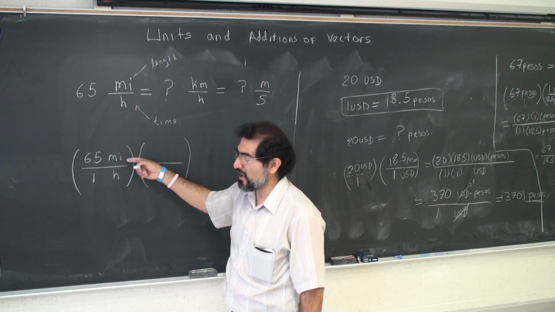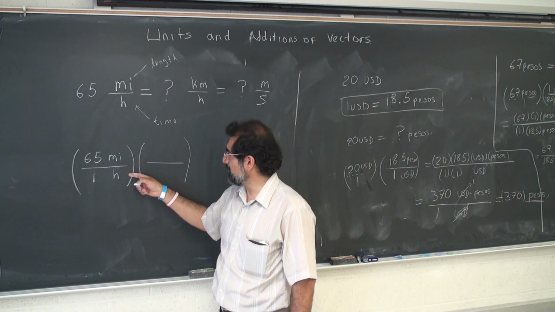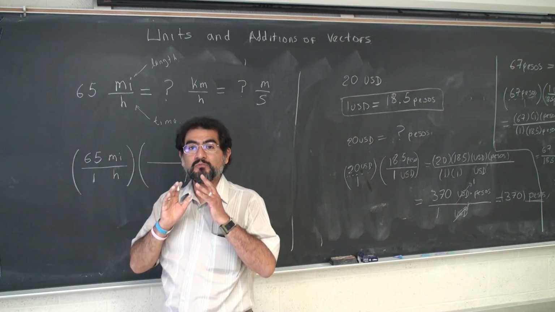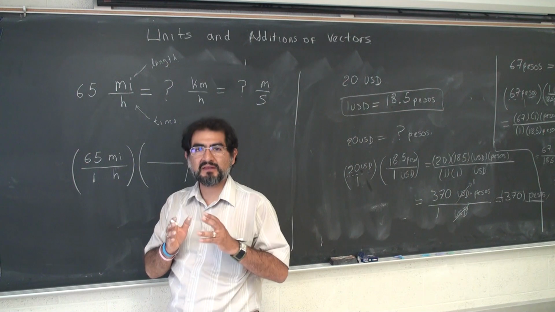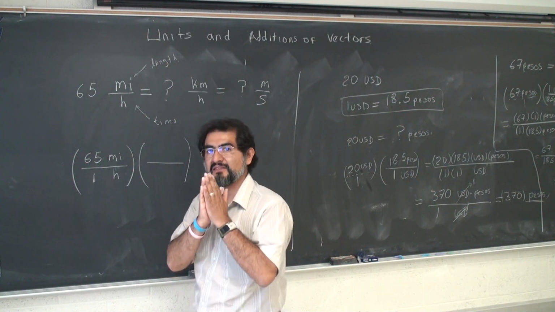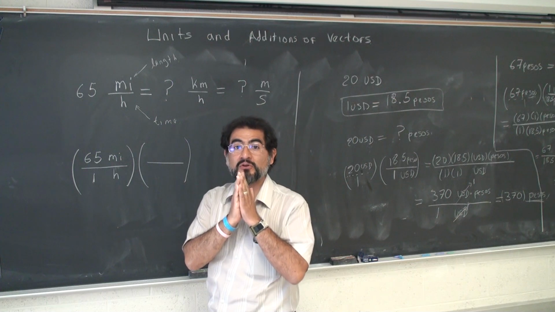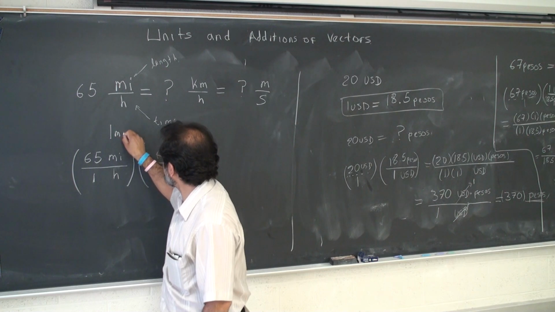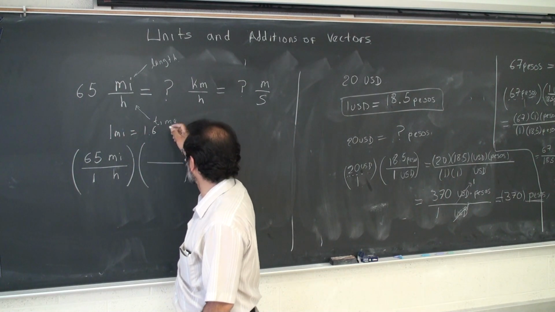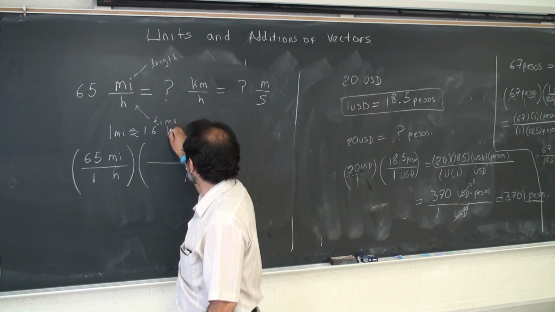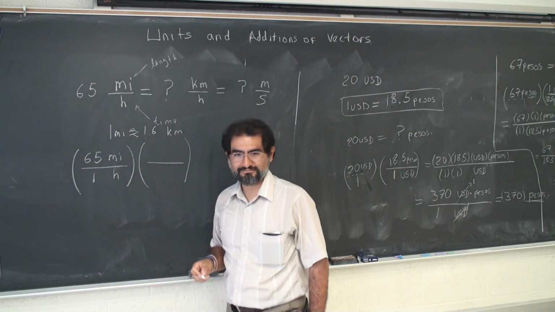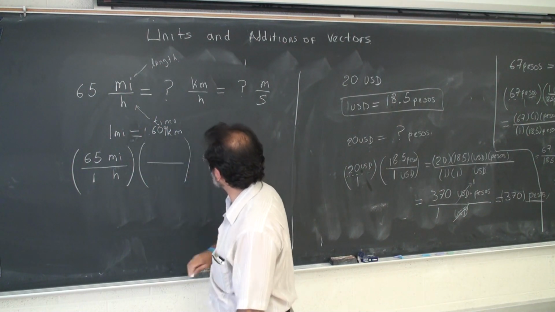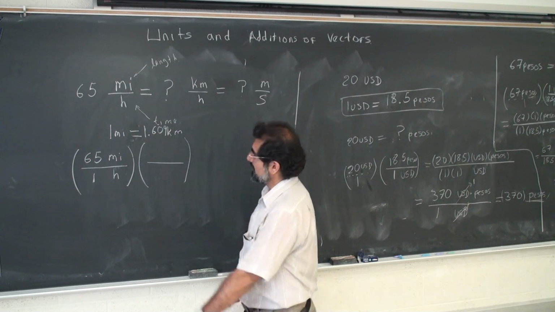You need to choose one unit. I'm going to go directly for miles. Don't try to work with both units at the same time. It's going to be very complicated. Use one and try to focus and change only one unit at a time. So my equivalence statement is 1 mile equals approximately 1.6 kilometers, oh, 1.609 to be exact, kilometers.